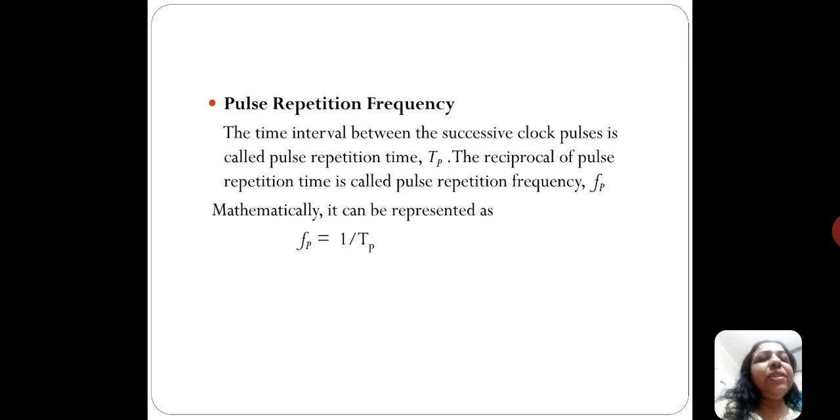Next we have pulse repetition frequency. The time interval between two successive clock pulses, that is two successive radio waves, is called the pulse repetition time TP, and the reciprocal of this pulse repetition time is called pulse repetition frequency FP. Mathematically it can be represented as FP is 1 by TP.